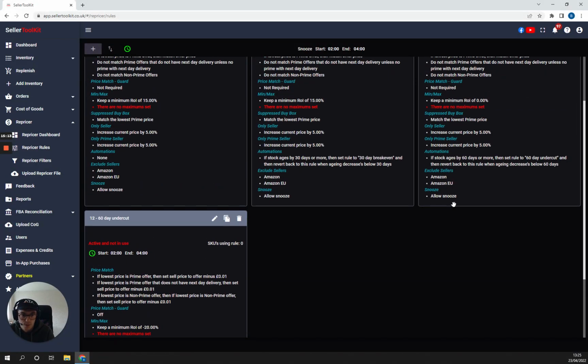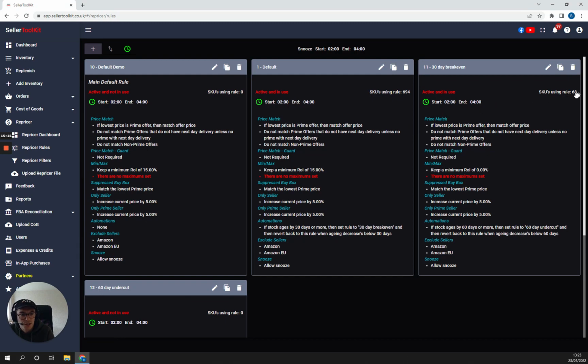And you can see 68 of my SKUs have already moved over to the 30-day break even rule. Be interesting to see how many go over to the undercut. But yeah, so basically that is in a nutshell how I set up my Repricer, and I do tweak these sometimes, but this is sort of the formula that's worked for me. And basically anything that you add cost of goods for in Seller ToolKit will start repricing based on your default rule.